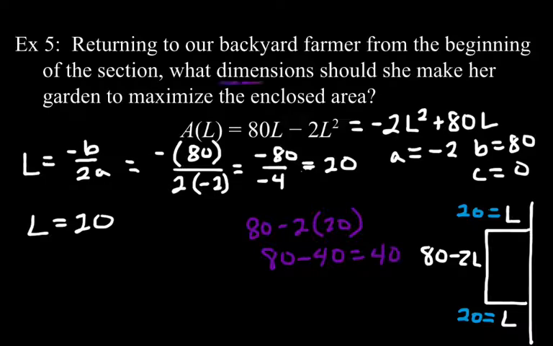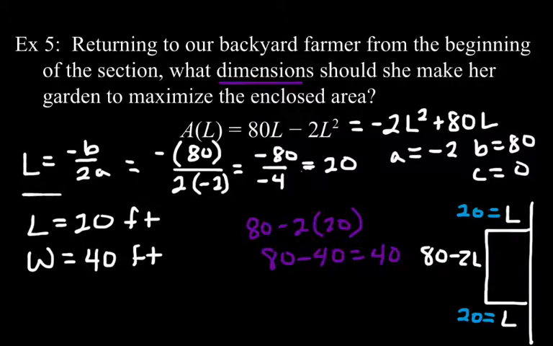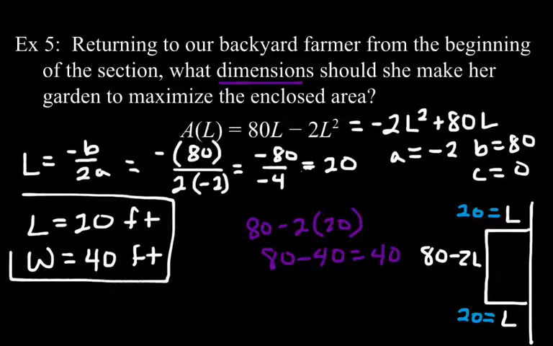So when they ask what the dimensions are that will give her the maximum area, our dimensions are going to be where the length is 20 feet, and then the width, I guess we're calling it, would be 40 feet. And those are the dimensions that will give her the most area in her garden to plant amazingly wonderful vegetables and fruits.